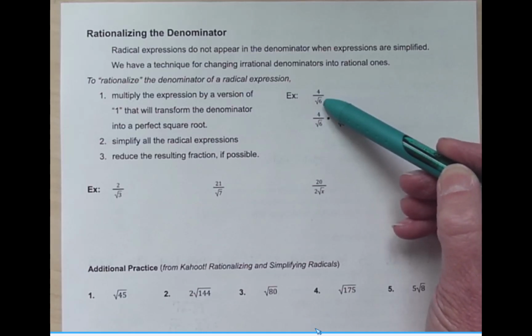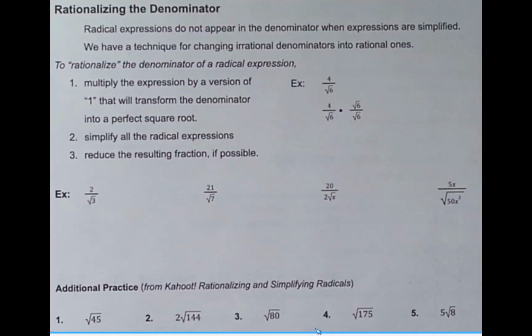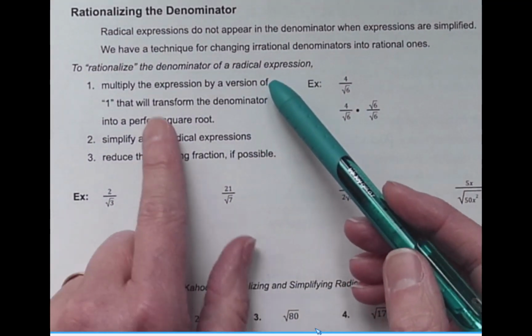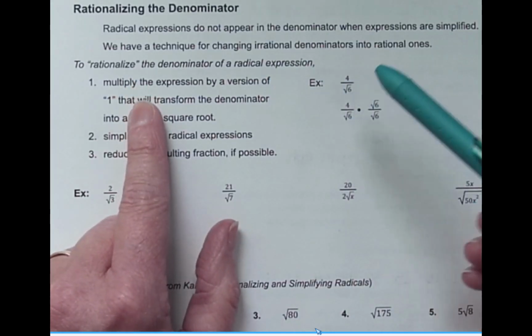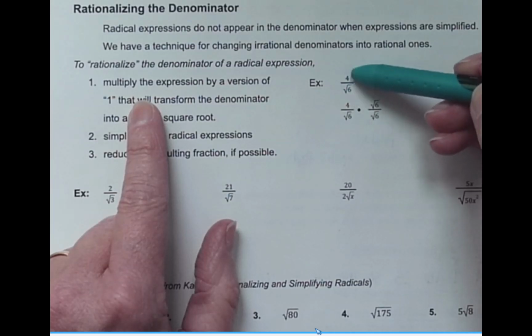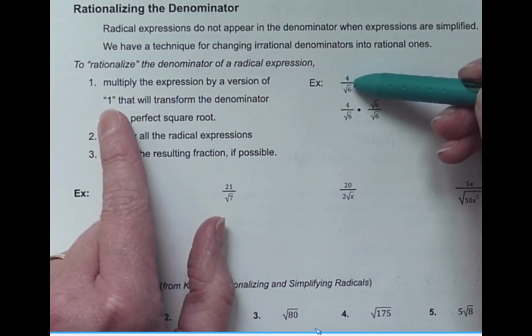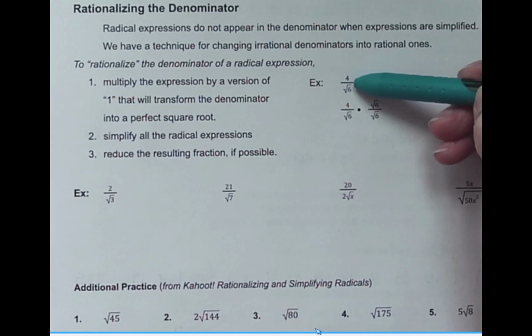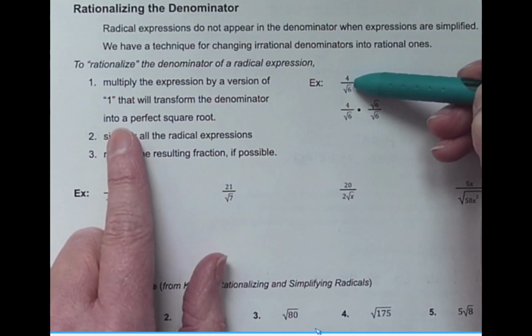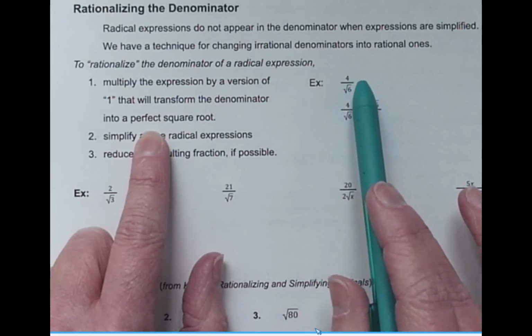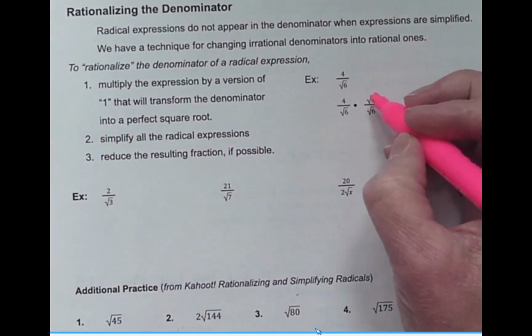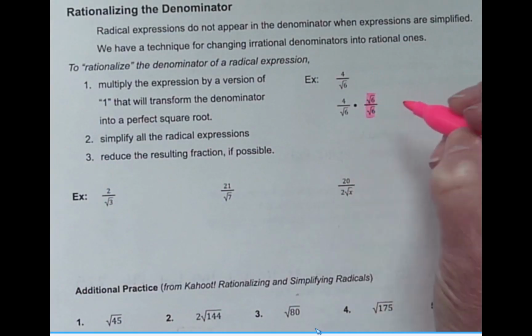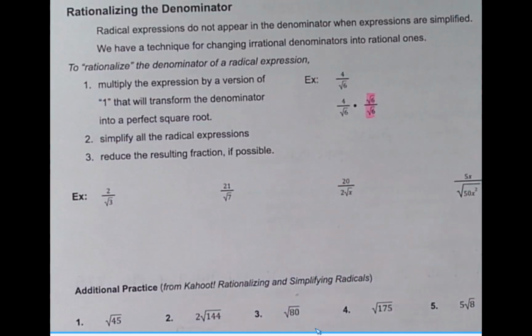It's called rationalizing the denominator. Let me zoom in just a bit. And it's kind of a cool technique. To rationalize the denominator of a radical expression, what we're going to do is multiply this expression by 1. Multiplying by 1 doesn't change the value of this expression, but it will make it look different. It'll simplify it. So I'm going to multiply this expression by 1, but my 1 is going to be constructed in such a way that it changes that denominator into a rational number.